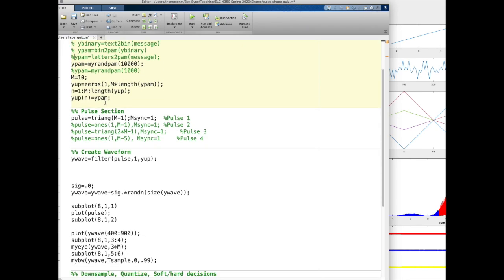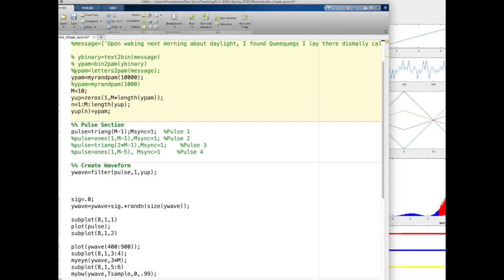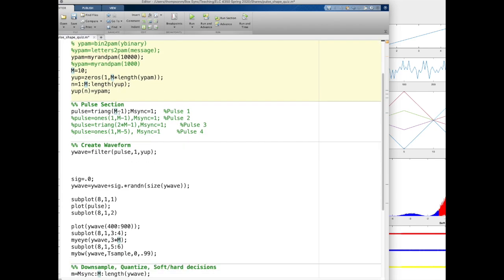All right, so we're familiar with what happens next. We've generated YPAM, our symbols. We know about upsampling. Then in this step, we generate the Y-up sequence that gives you something to convolve with a pulse shape to give you the waveform that you're going to use for transmission. Okay, so the first step, you're supposed to uncomment. Normally these would be commented out, and so we put this back in. We're going to look at a triangle waveform, and this is pulse 1. So we're going to answer questions about pulse 1.